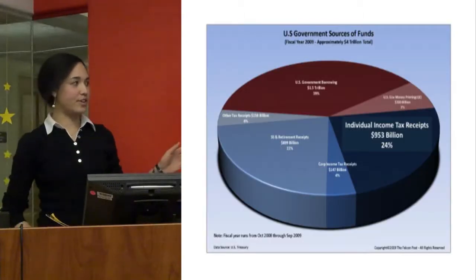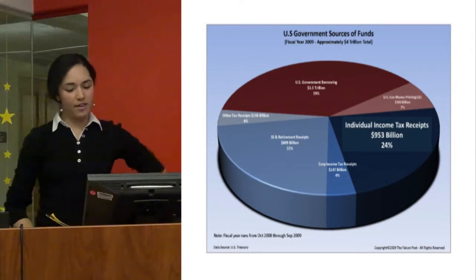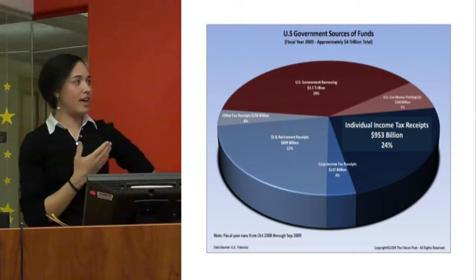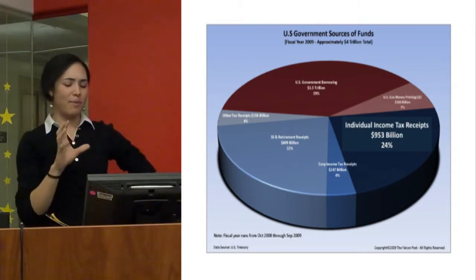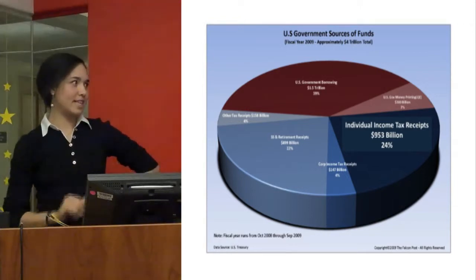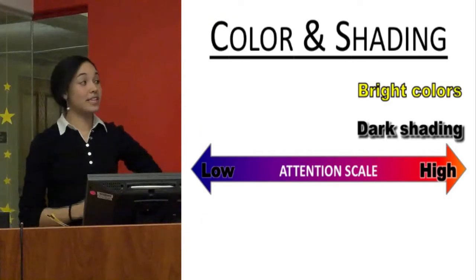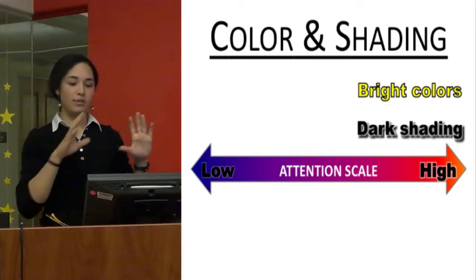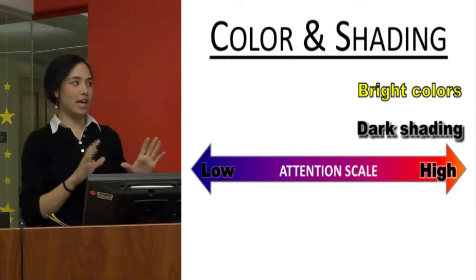All right, so here's our original pie graph from the article. And then you see if we increase the font size on individual income tax receipts, it pops out to us more. It seems like it's emphasized more than everything else. All right, next is color and shading. Bright colors get attention more than dimmer colors, and dark shading gets our attention more than light shading.